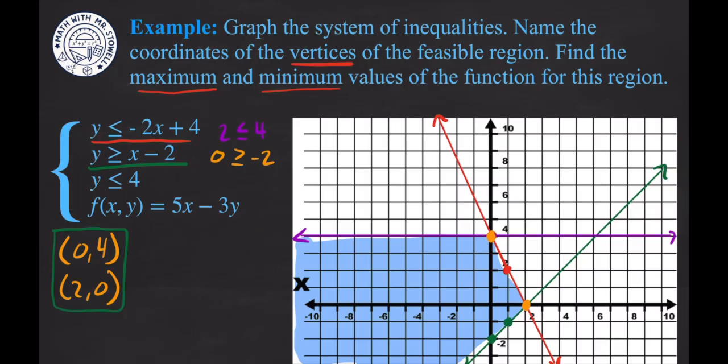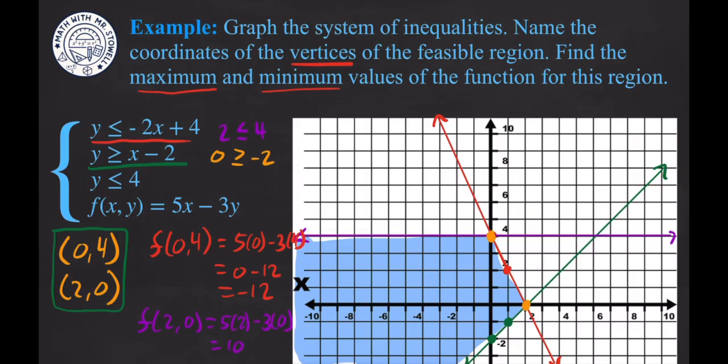In order to figure out what our maximum or minimum point are, let's go ahead and just plug this into our function. So we have f of 0, comma 4, which is going to be the same thing as 5 times 0, minus 3 times 4, which is going to give us 0 minus 12, which is negative 12. If we want to find f of 2, comma 0, this is going to be 5 times 2 minus 3 times 0. In other words, this is 10 minus nothing, which is 10.